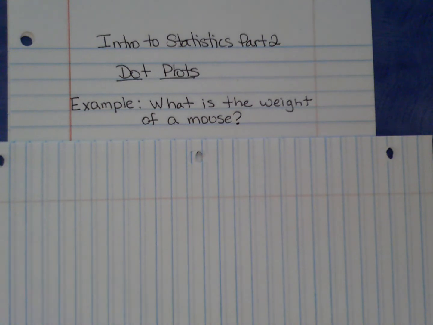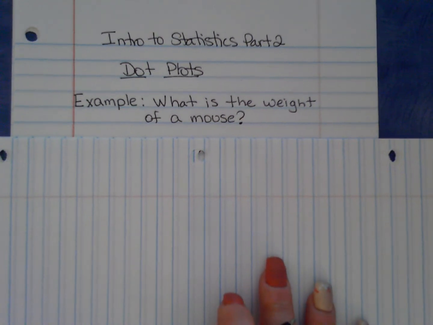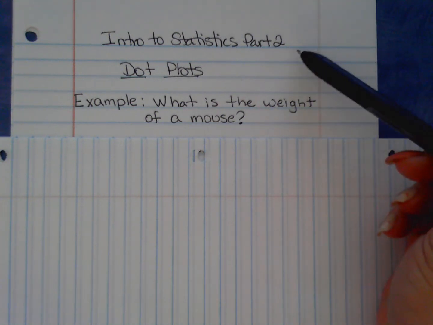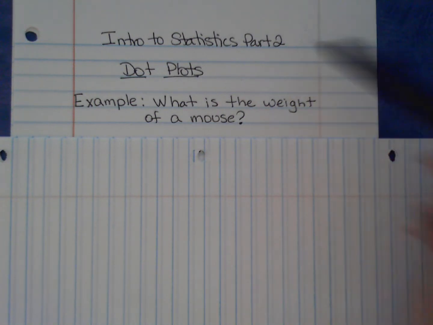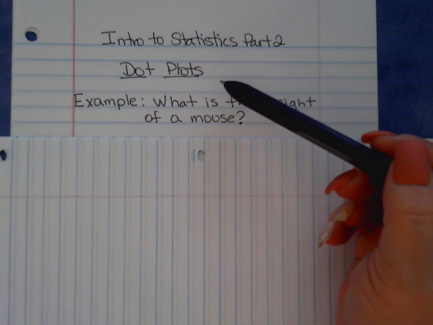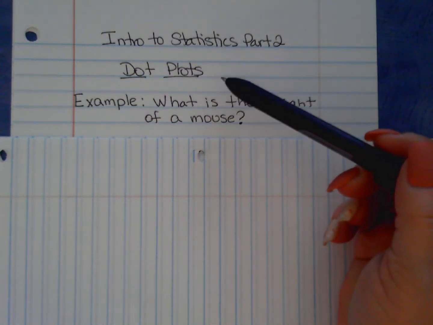So yesterday we started our unit on statistics, and today we're going to continue talking about statistics. Today we are going to talk about dot plots, and remember you should be turned to the next available page in your notes book. Start by putting the header Intro to Statistics Part 2, and then right under that go ahead and write dot plots and underline that so that you know this is where you're going to find the information about dot plots in your notes.